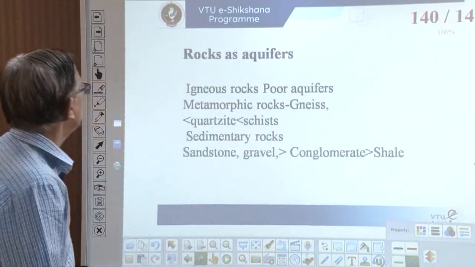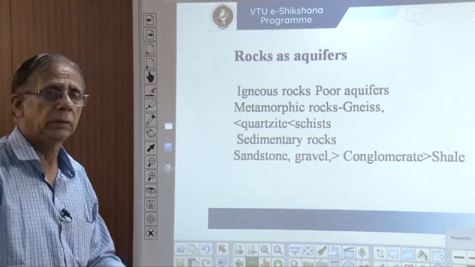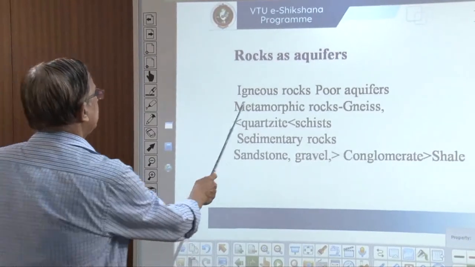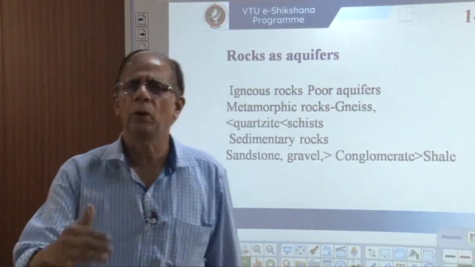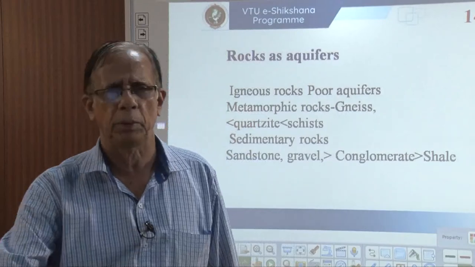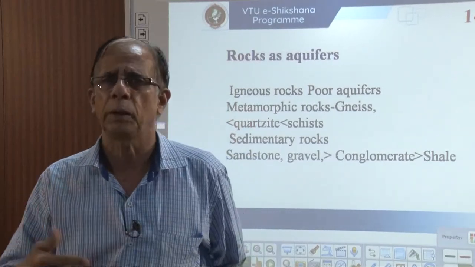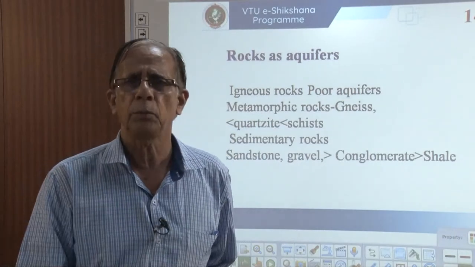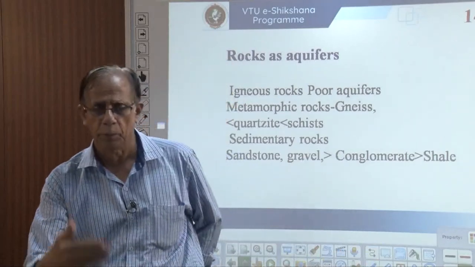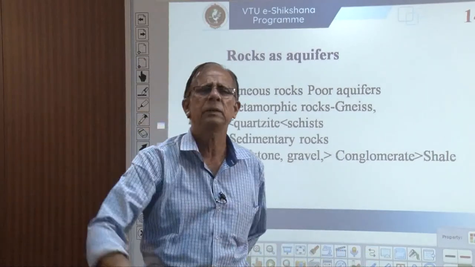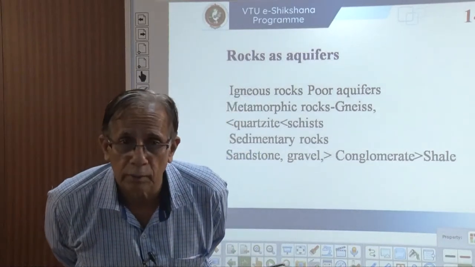Therefore, now if I generalize, how do I go about it? Igneous rocks in general are poor aquifers. They do not contain porosity or permeability, not attractive. I need not worry about them. If I am a hydraulic engineer, my job is to search for a place where I get a good amount of groundwater or a place where I can recharge. Igneous rocks are not at all important. Do I say like that?